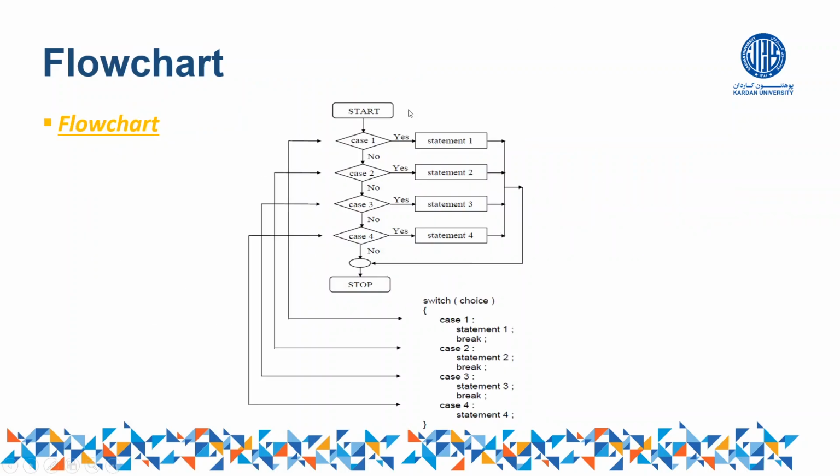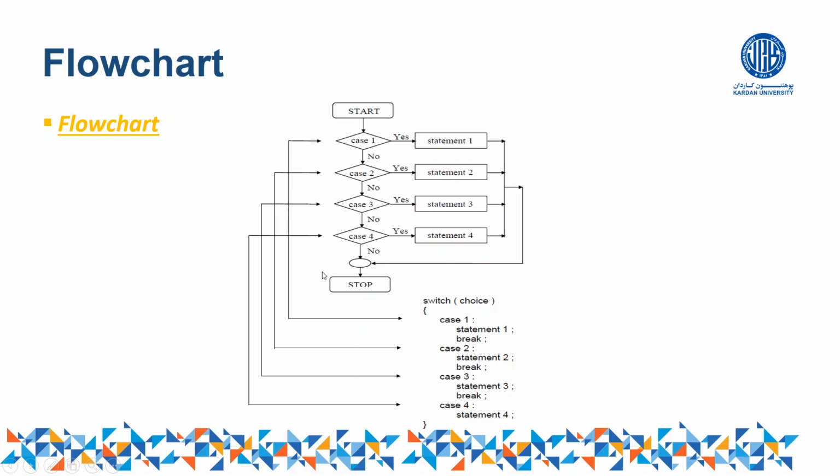Now this is the flow chart. You can see from here, start, okay, case 1. If case 1 is matched with the switch expression, then this statement will be executed and the program will be terminated. If no, then case 2. If case 2 is matched with the expression, then statement 2 will be executed. Similarly, if this is also not matched with the expression, case 3 will be checked. And if case 3 is matched with the expression, then statement 3 will be executed. If case 3 is also not matched, then case 4, or maybe in this case the default statement, would be executed.